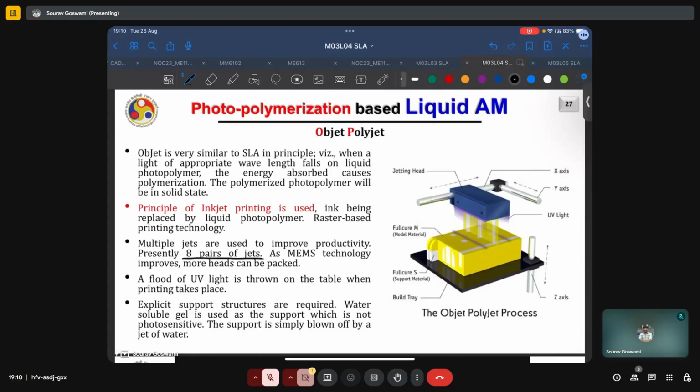8 pairs of jets have been well documented, and this will keep on improving with improvements in MEMS technology. A flood of UV light is shown on the table when printing takes place, and explicit support structures are required where water soluble gel is used as a support which is not photosensitive. At the end of print, this support can simply be blown off by a jet of water.